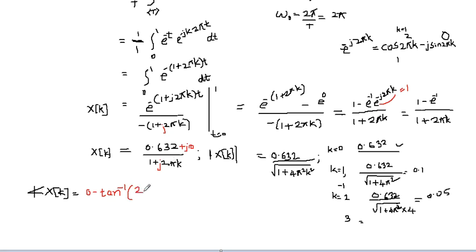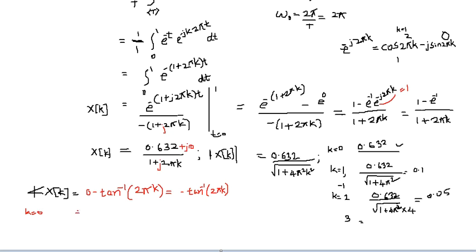Y is this. It is 2 pi k divided by 1. So no need to write that 1. So it is 0 minus tan inverse of 2 pi k, or we can write this as just minus tan inverse of 2 pi k. And in this we need to go on substituting the different values of k. So when k is equal to 0, k is equal to 1, what all values it takes we need to see.